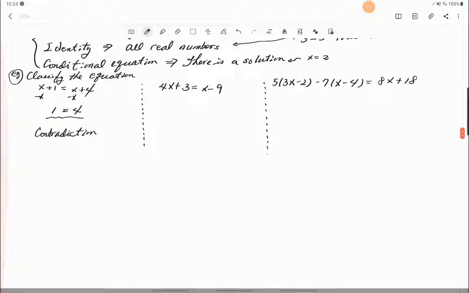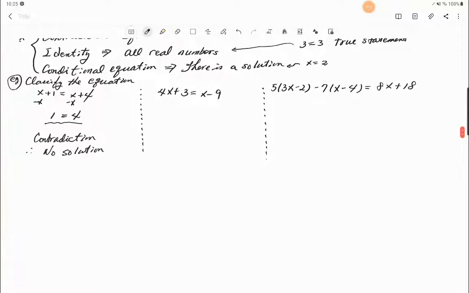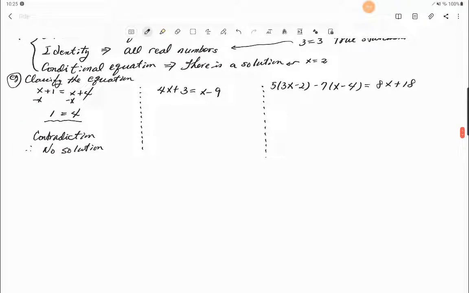So that we can conclude that there is no solution. How about the next equation? Okay, let's try. So minus x each side. Then we get 3x plus 3 equals negative 9. And then minus 3 each side. So 3x equals negative 12. So x equals divided by 3. So negative 4. That is the exact solution, right?